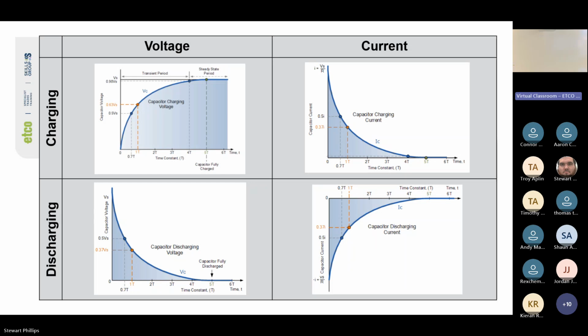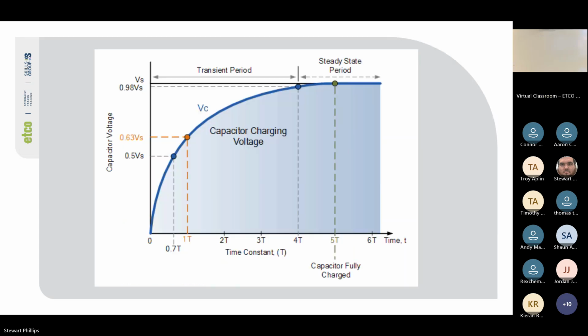So with the charging for the voltage, we're going up to a peak. If it's charging up to 1 volt, you can see after one time constant we're at 0.63. To get to half a volt, it's only taken us 0.7 time constants. Then at 4 time constants we're at 0.98, and at 5 we're at full charge of 1 volt. So that is the curve.